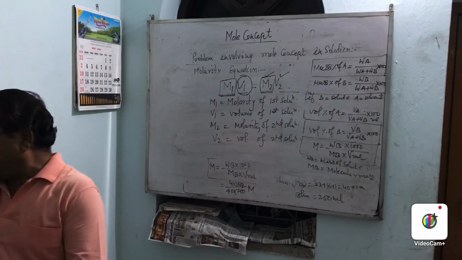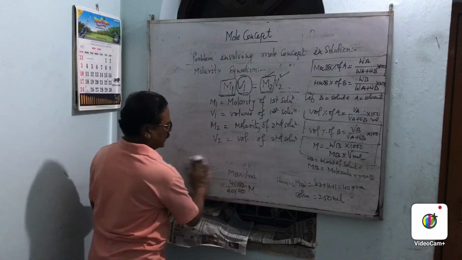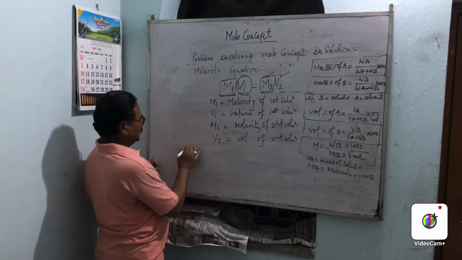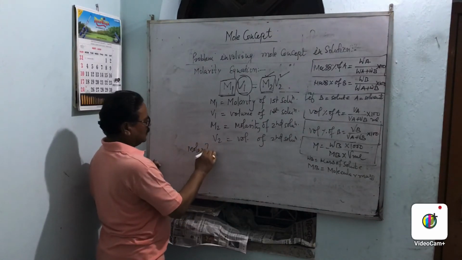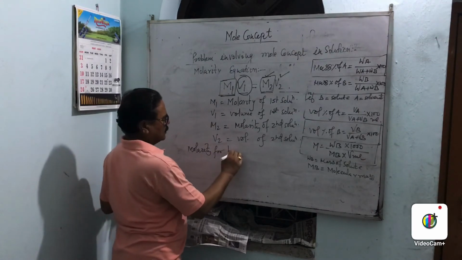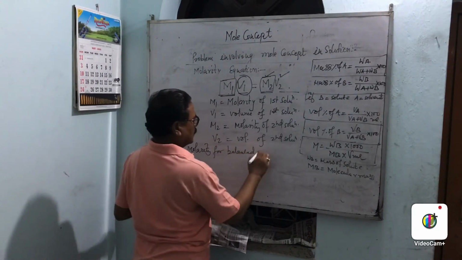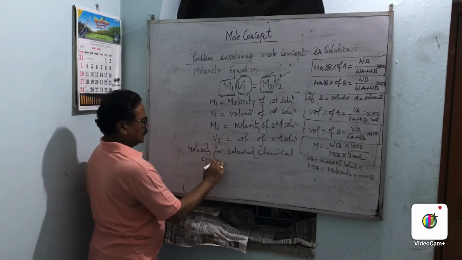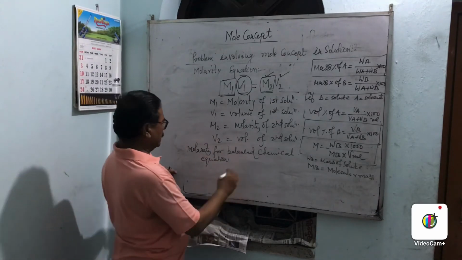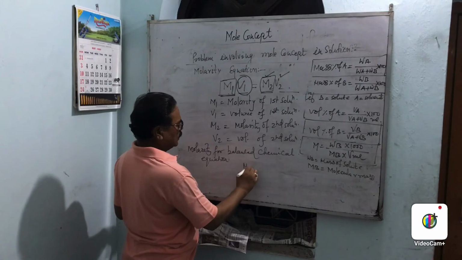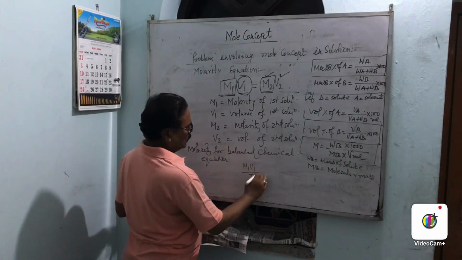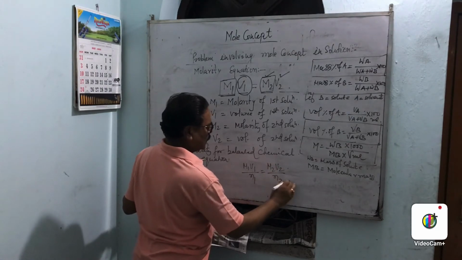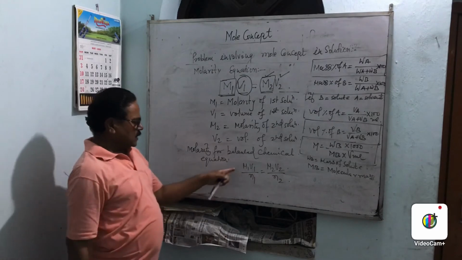Molarity for a balanced chemical equation. So we can use this. There is another formula, molarity for balanced chemical equation. How will we write it? Suppose M1 V1 by N1 is equal to M2 V2 by N2. So what is here? This is M1.